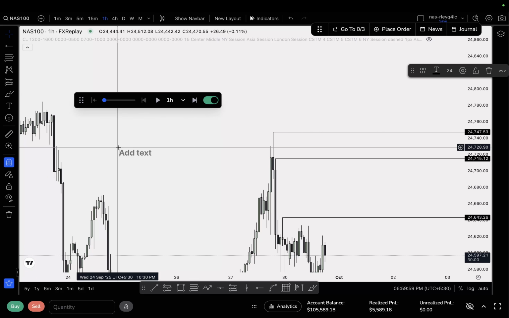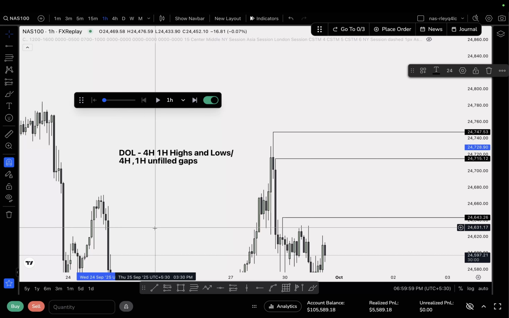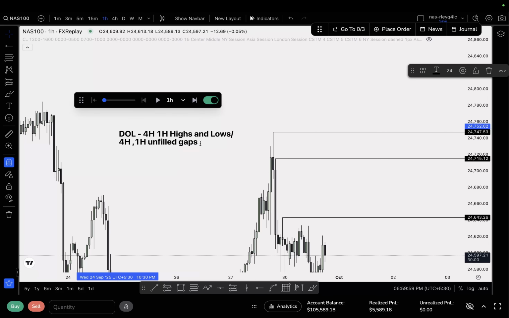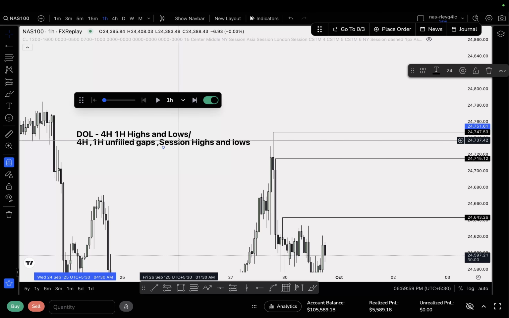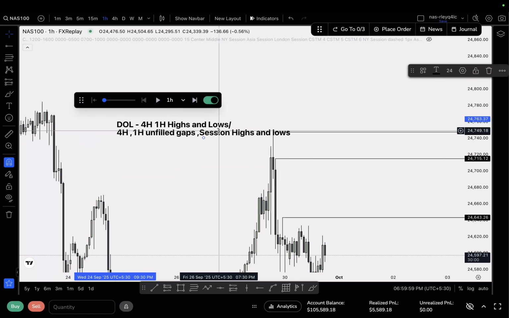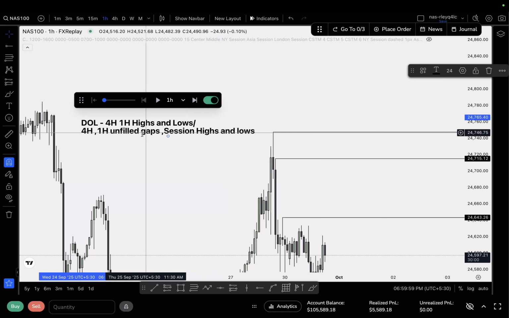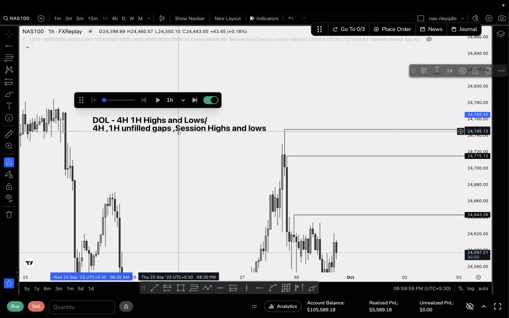Let me put on a text. DOL are 4H, 1H highs and lows, slash 4H, 1H unfilled gaps. So these are the draws on liquidity you're going to mark. Also, you're going to mark out session highs and lows. I'll tell you a bit about session highs and lows later, and teach you how they react. If this happens in Asia, this has to happen in Europe. For now, these are the draws on liquidity which you need to mark out.